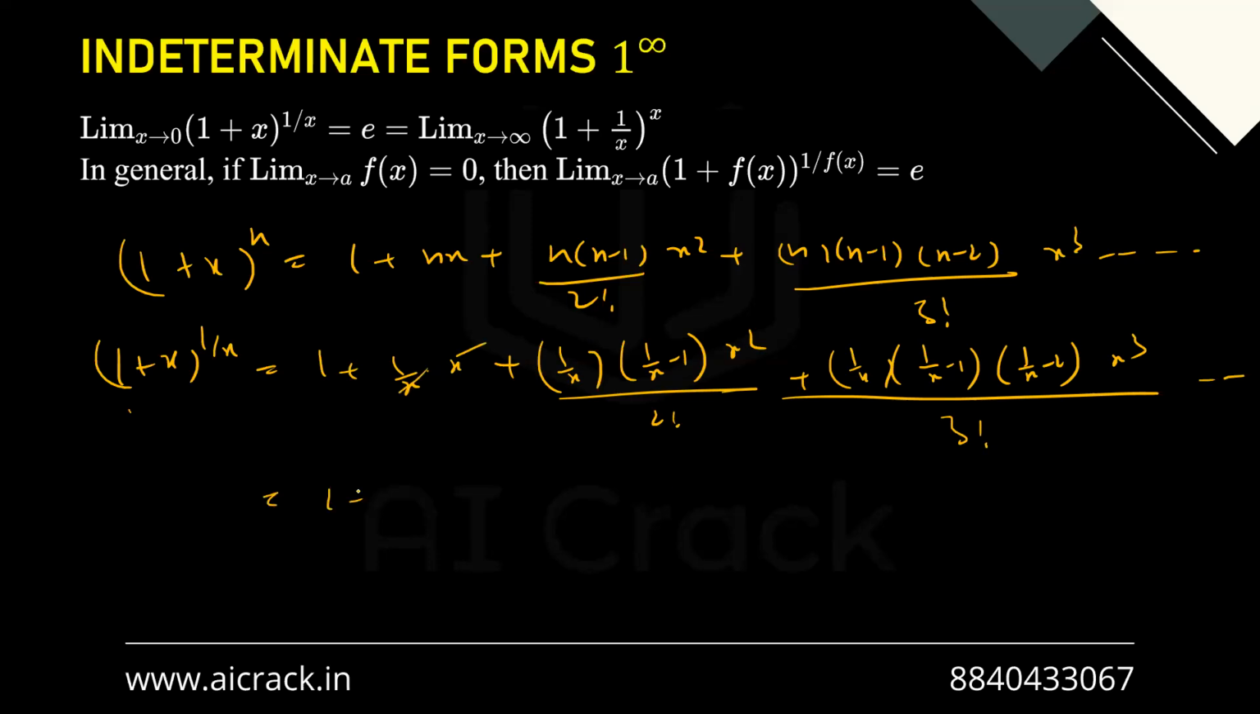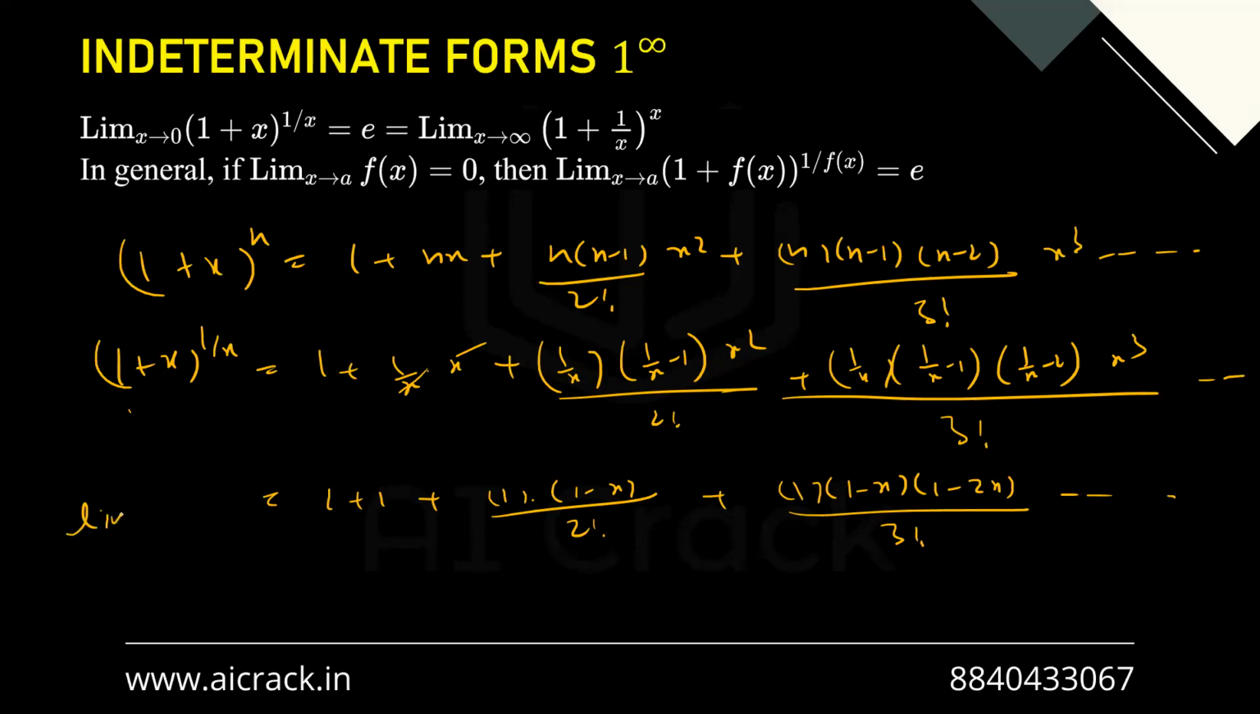Now this would become 1 + 1 + , if we take LCM over here, we'll be getting 1·(1 - x) with x in the denominator and x in the denominator. Basically we have x^2, and this x^2 gets cancelled out. We'll be getting 2! plus, similarly, 1·(1 - x)(1 - 2x) divided by 3! and so on, right? Now we know that x is approaching 0, and we have to take the limit, right? Limit x approaches 0 for this one, that would come out to be 1 + 1 + 1/2! + 1/3! and so on.